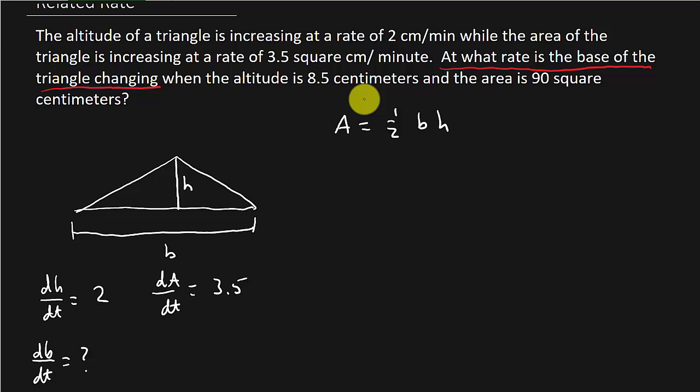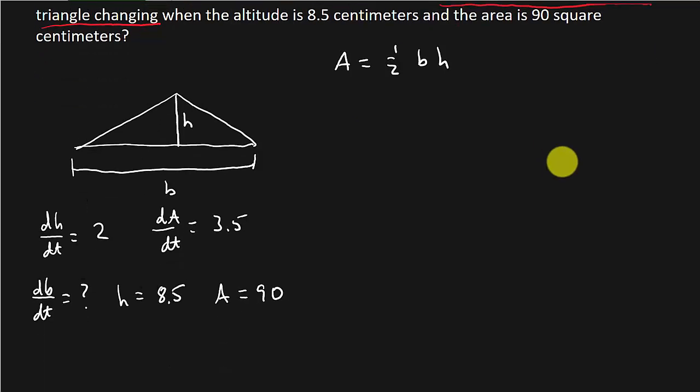When the altitude is 8.5 centimeters, so that's when the altitude is 8.5. These are the numbers we're going to have to plug in after we finish finding the derivative. And the area is 90 square centimeters. All right, so that's all the information that they give us. So let's see what all we have here. Let's go ahead and find this derivative, and then we'll go from there.